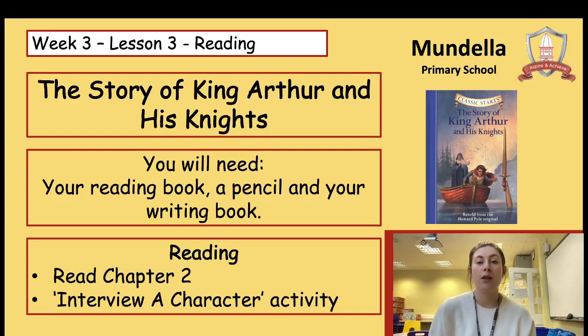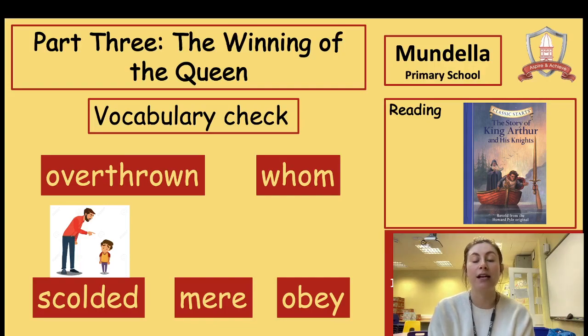We're continuing with chapter 2 of part 3 of our book, so make sure you've got your book with you. You will also need a pencil and a writing book, because we're going to be reading part of chapter 2 today, and then you're going to be interviewing a character at the end of the lesson. So before we start, let's just check some of the vocabulary in our story. So we've got overthrown in this chapter, and overthrown means defeated.